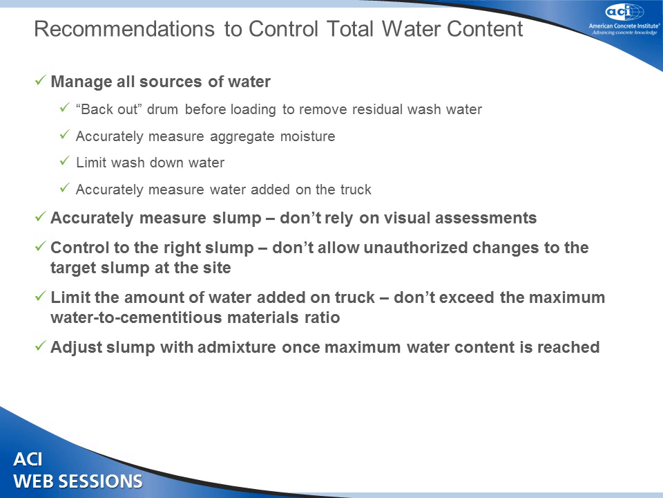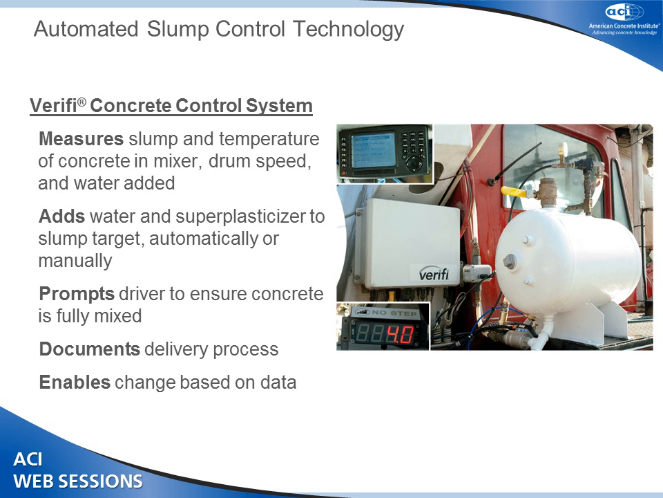Don't rely on visual assessments. Control the right slump. So don't allow unauthorized changes. Don't allow the contractor to make a change to the slump. And then once you're measuring the amount of water, make sure that amount of water does not exceed the designed water to cementitious materials ratio. And then, where possible, adjust with admixture once you've reached that maximum water cement ratio. So there are tools now available that will help automate that process, automate those recommendations, and that will help reduce the amount and the variation in the water added to the truck.